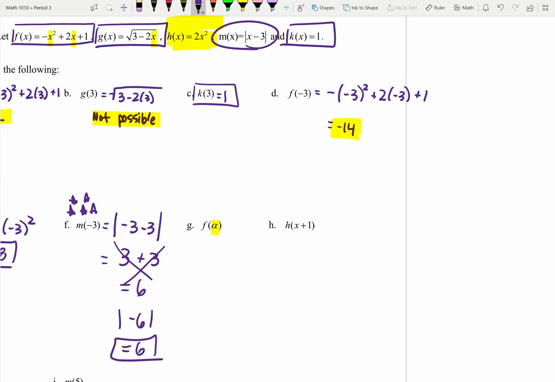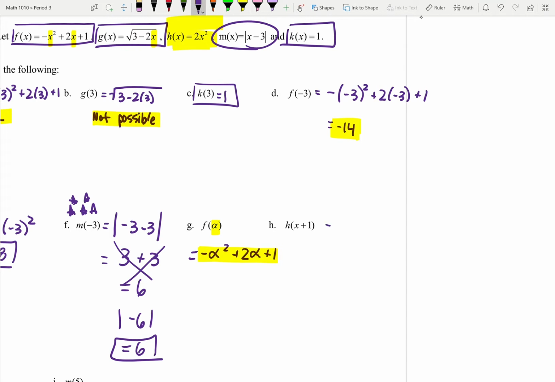This is so easy. All you do is go into that f of x, and wherever you see an x, you put in that symbol. That's all you do. So put in equals, go negative, put in that symbol, squared, plus 2, put in that symbol, plus 1, and you're done. That's it. That's the easiest one. Just replace the x with the symbol. That's all you do. Okay, let's do the next one.